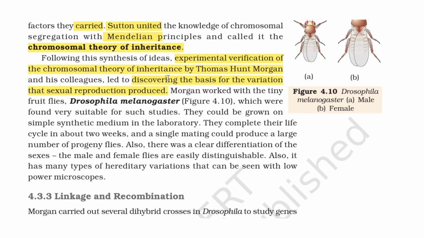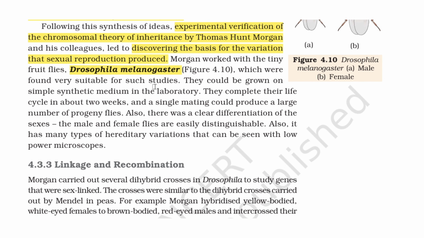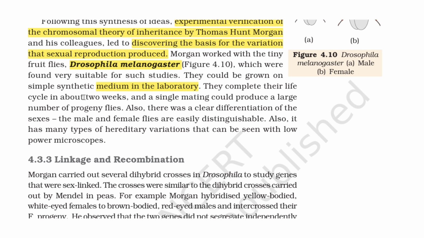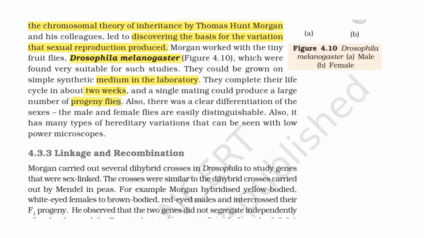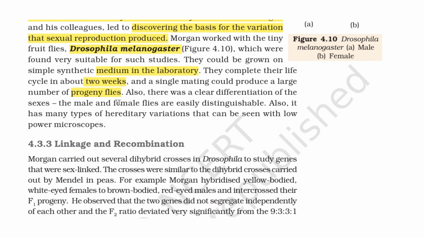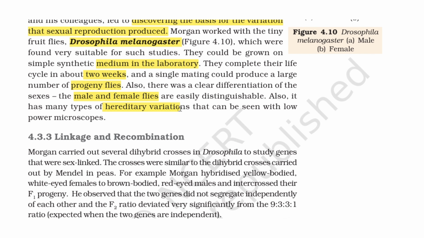Morgan worked with the tiny fruit flies, Drosophila melanogaster, figure 4.10, which were found very suitable for such studies. They could be grown on simple synthetic medium in the laboratory. They complete their life cycle in about 2 weeks, and a single mating could produce a large number of progeny flies. Also, there was a clear differentiation of the sexes; the male and female flies are easily distinguishable. Also, it has many types of hereditary variations that can be seen with low-power microscopes.